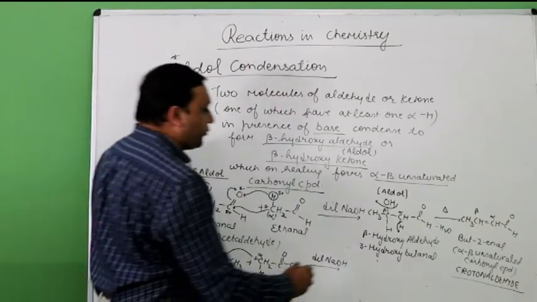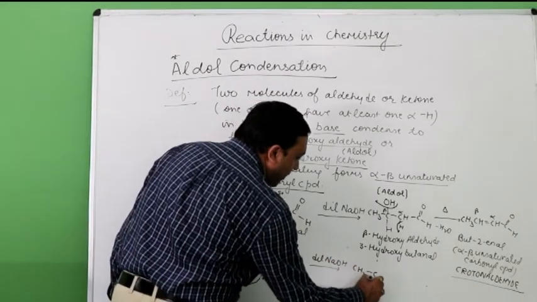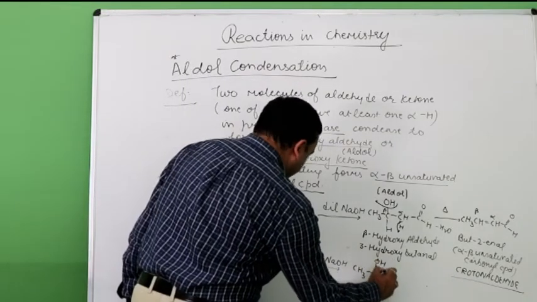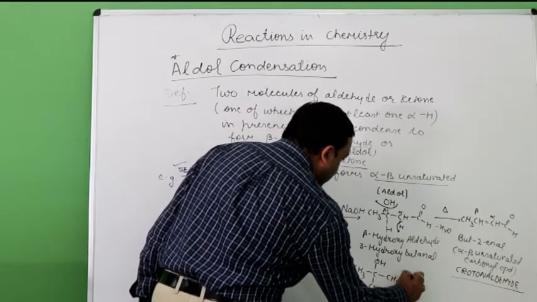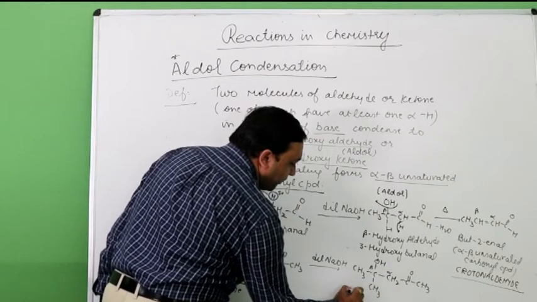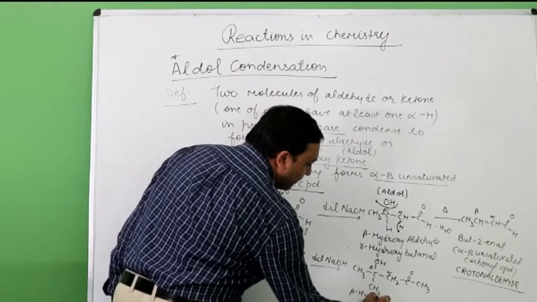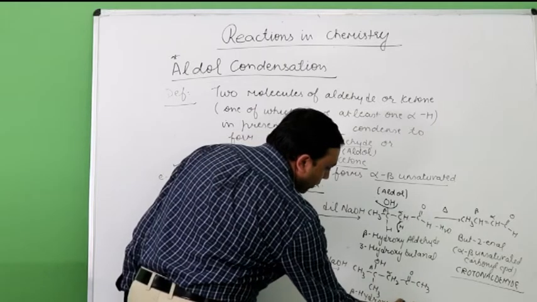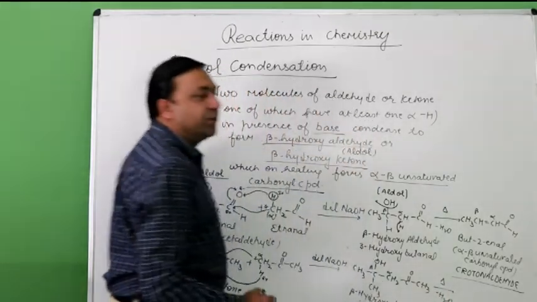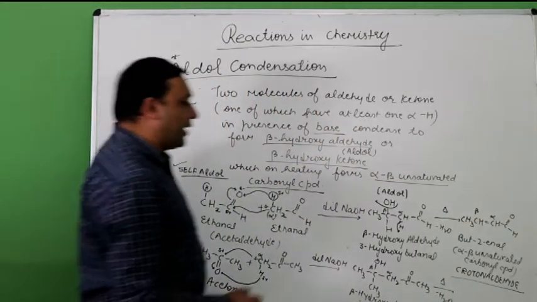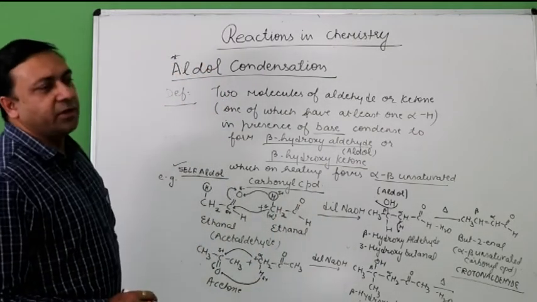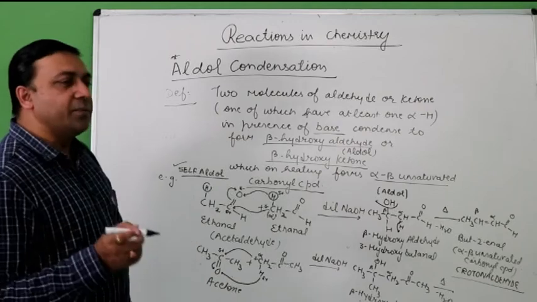So two molecules of aldehyde basically combine to form beta hydroxy ketone. This is alpha, this is beta hydroxy ketone, which on heating undergoes dehydration. Same concept. A large number of reactions can be written, but they basically follow the same mechanism.